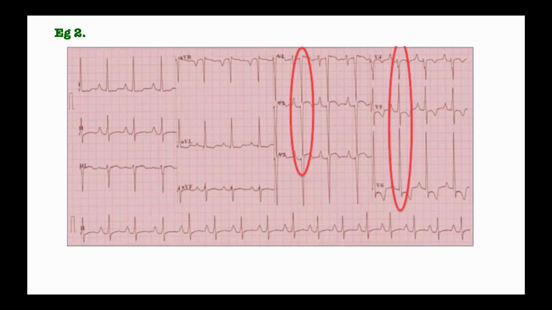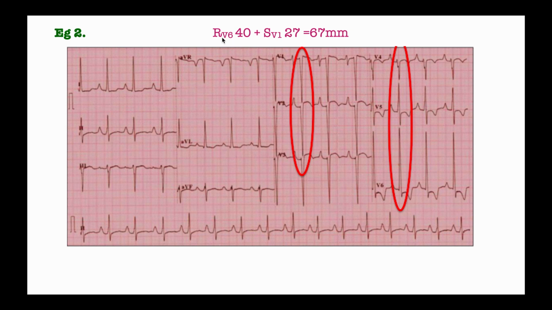Okay, so in this example, we are going to count the R wave in V6, and we start from here. We have 5, 10, 15, 20, 25, 30, 35, let's say 40. Then we are going to add it to the S wave in V1 or V2. So we can pick this one. So 5, 10, 15, 20, 25, 30. So what do we get? R wave in V6 we got 40, S wave in V1 we got 27. So when we add it, we are getting 67 millimeters or 6.7 centimeters, and so we see left ventricular hypertrophy is present.